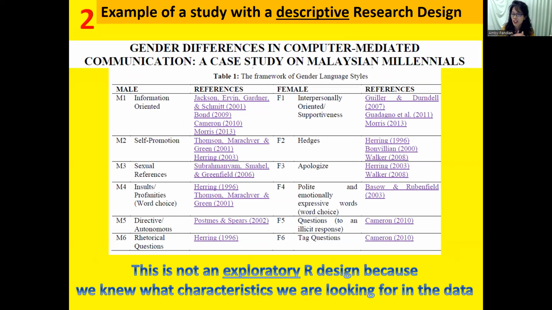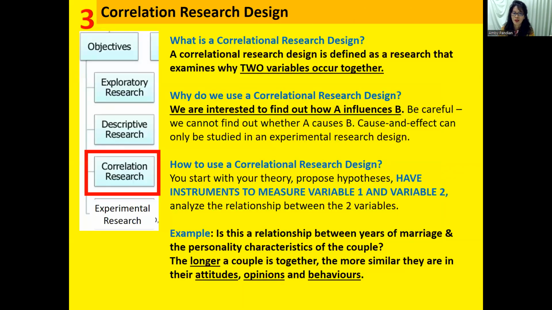You see, male, very information-oriented, self-promotion, always boasting. Female on this right-hand side, interpersonally oriented, always go for the personal interest in the person. Hedges, I think maybe like that, could be like that, you know. So she got all this list. I just show you some. And this is another analysis framework. And this is not exploratory because she knew what the gender characteristics were already. All right. Interesting just now.